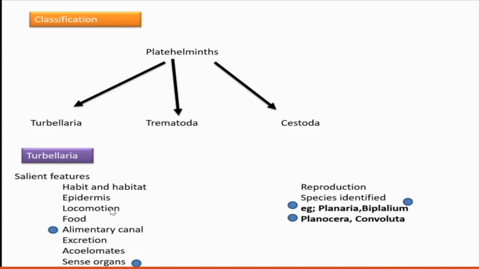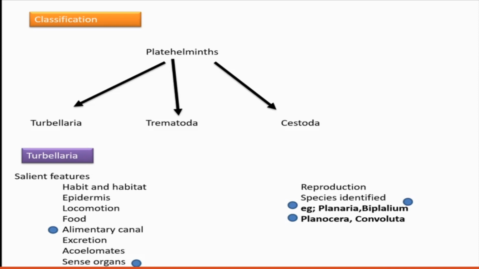Next is about the general locomotion of the organism. It happens by the coordinated movement of cilia over the mucus secreted by rhabdites. And some species can also swim by rhythmic muscle contractions. Then what about its food? They generally feed on invertebrates smaller than themselves.